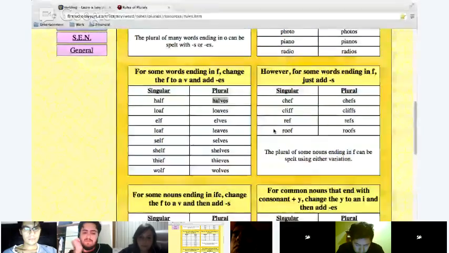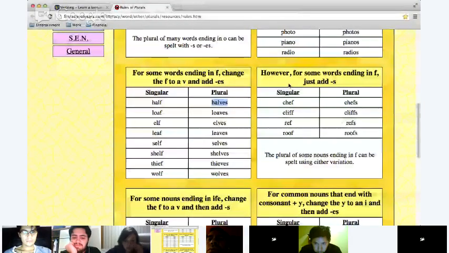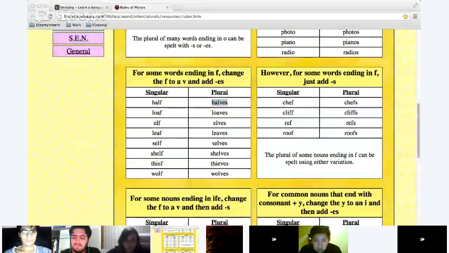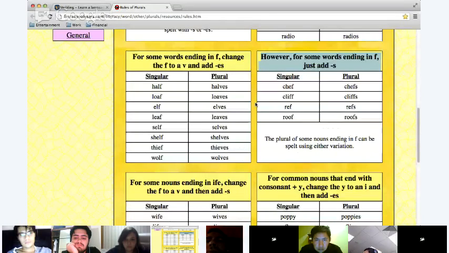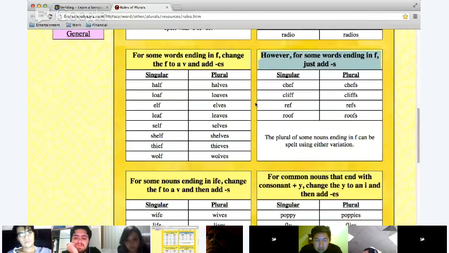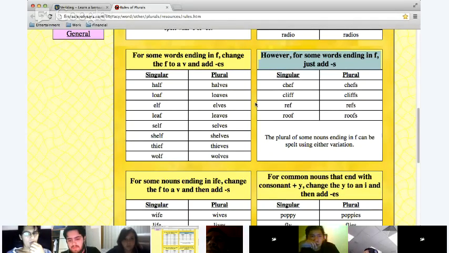All right, let's go to Jala. Let me have you read the information in this next block, please. However, for some words ending in F, just add S. Singular, plural: chef, chefs; cliff, cliffs; ref, refs; roof, roofs.